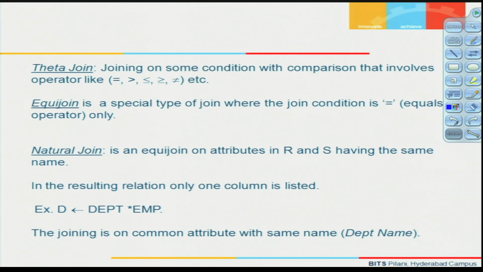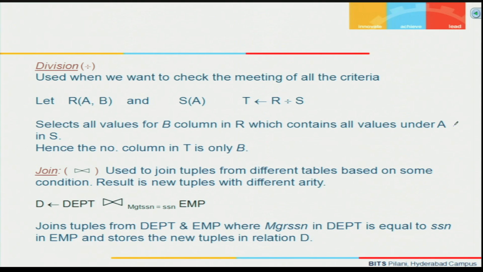Okay. Now, let us look into join operators. This is the symbol for the join operator, and it is used to join tuples from different tables based on some condition, and the result is also a new tuple with a different degree or arity.